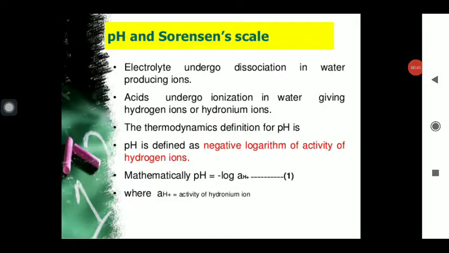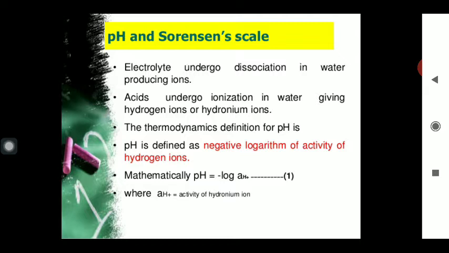The pH and the Sorensen scale. Various electrolytes undergo dissociation in water, producing various ions. Acids undergo ionization in water, giving the hydrogen ion or hydronium ion. The thermodynamic definition of pH is the negative logarithm of the hydronium ion concentration.